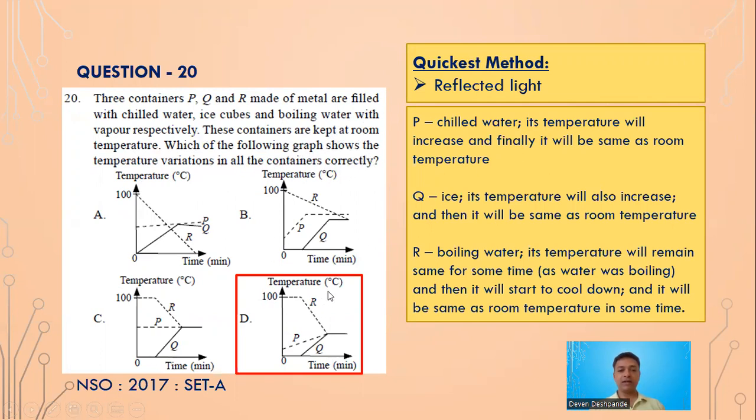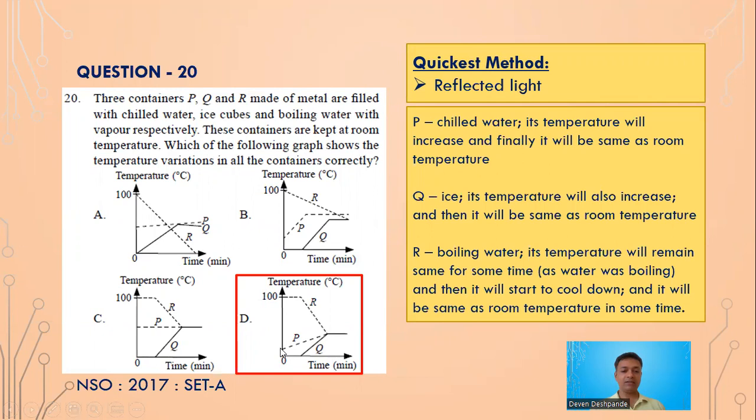Okay, so which is the correct answer? The correct answer is option D, isn't it? Because P contains chilled water. So at time T0, the chilled water still has a temperature. It may be 3 degrees, 4 degrees, 5 degrees, because the water is chilled, but it is not frozen, isn't it? It will still have a temperature.